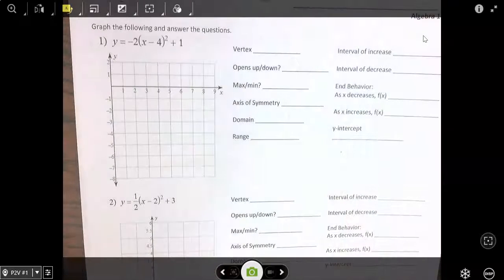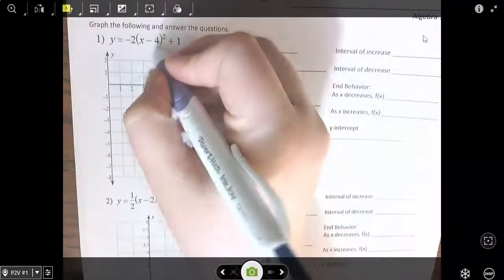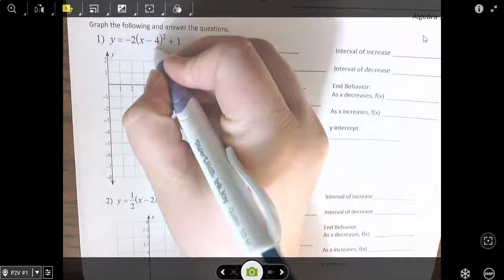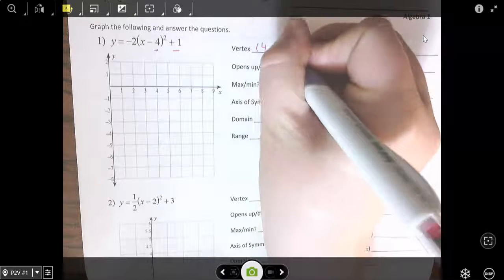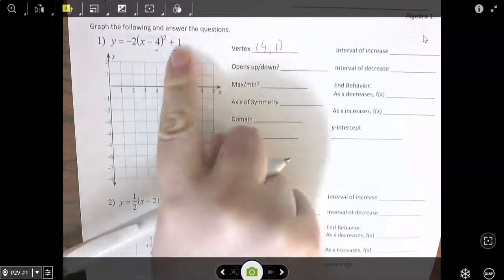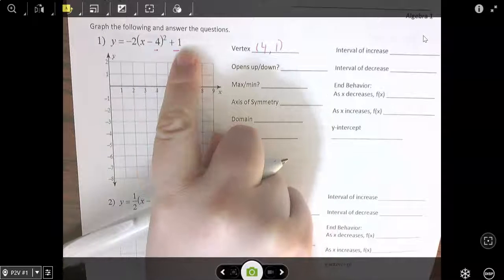Alright, so your homework was to do these two practice problems. And these are in vertex form, so your vertex would be at (4, 1) here. Remember, it's HK. H lies, K tells the truth. So your vertex is (4, 1).